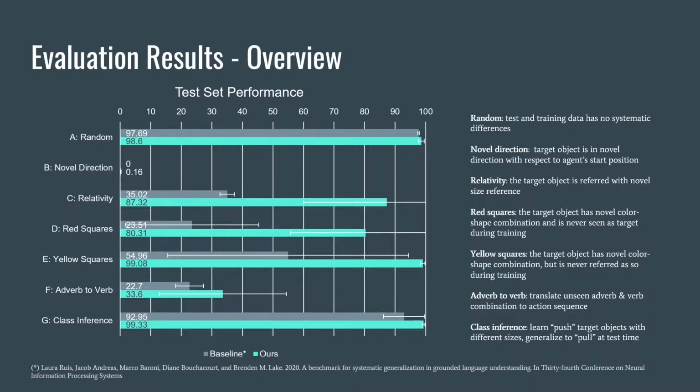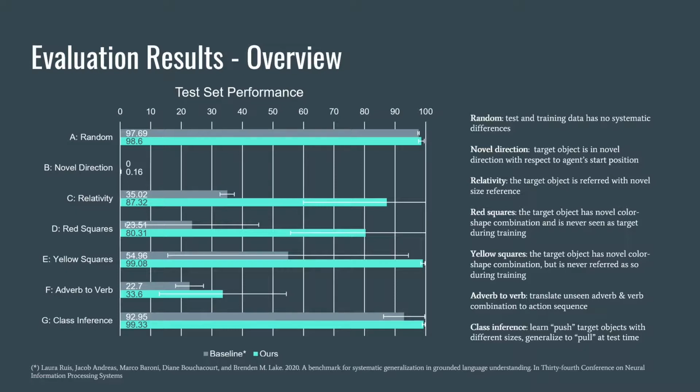For the adverb to verb test split, we basically test the agent's ability to translate unseen adverb and verb combinations to action sequences. For example, if the agent has only seen push a square while zigzagging in training time, you need to be able to pull the square while zigzagging in testing time. For class inference, we test the agent's ability to learn, for example, to push the target objects with different sizes, and then at test time, you need to generalize to pull the target objects with different sizes.